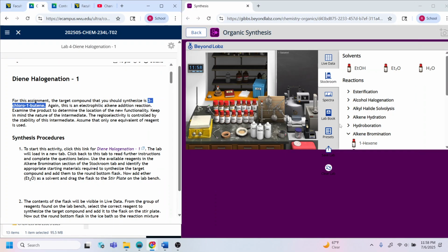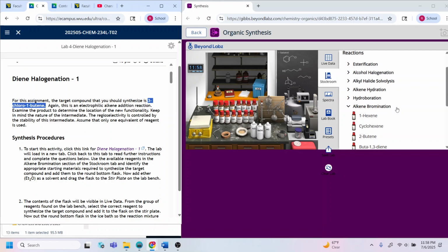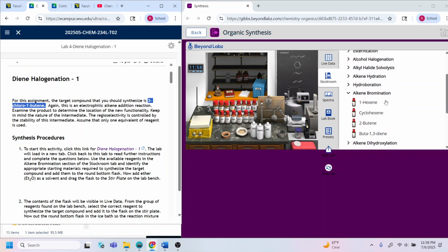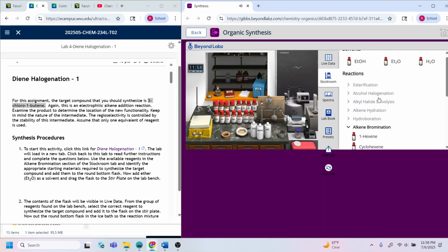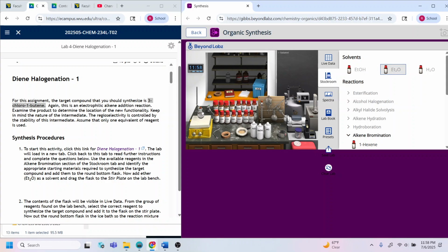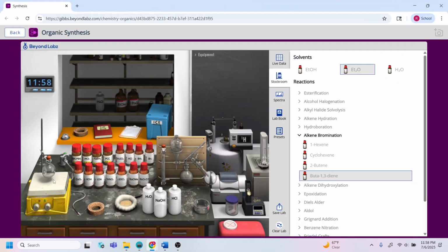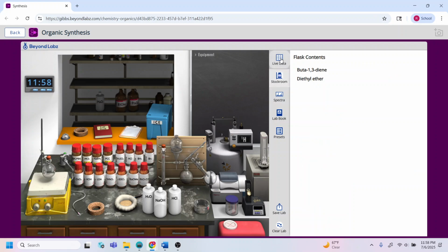Once you open your diene halogenation, open it in a new window, you guys. It's going to open up to the alkene bromination lab. We're going to choose our reactants. So we're going to choose the butadiene. Okay, here you go, it's going to be over here. This is the butadiene. And then we're going to choose the solvent. We're going to bring our flask all the way here. Let's make this bigger. So now in the flask, in the live data, we have the butadiene and we have the diethyl ether.